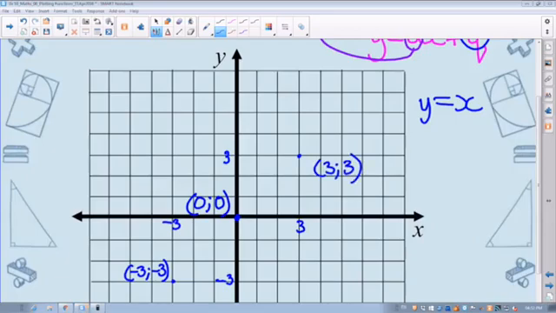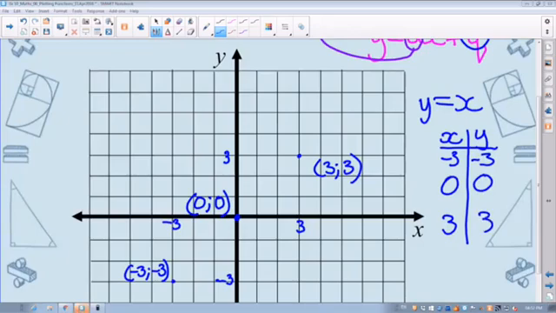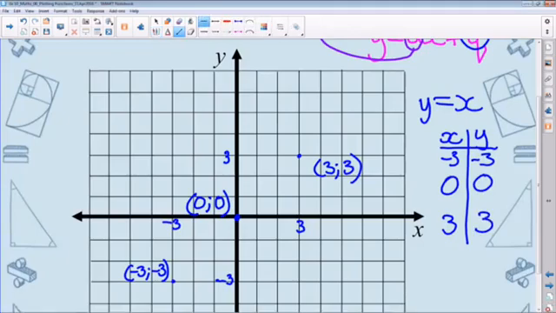Now this type of plotting method is called the table method, where I have my x values listed as -3, 0, and 3, and my y values as -3, 0, and 3, and then I use those to plot some points. Let's join up those points now.